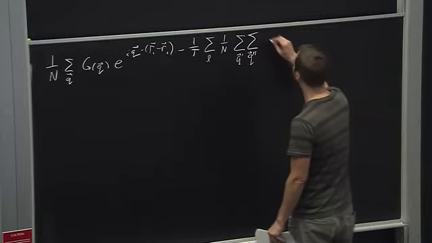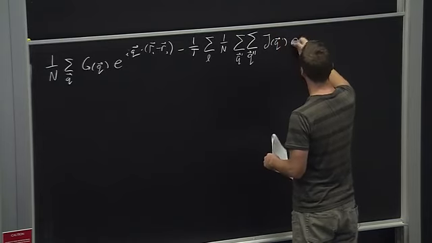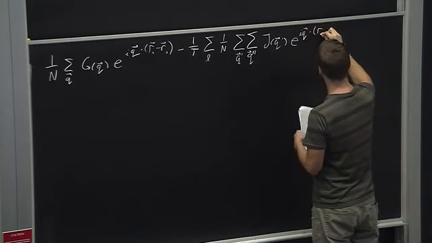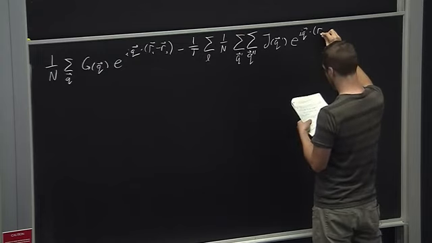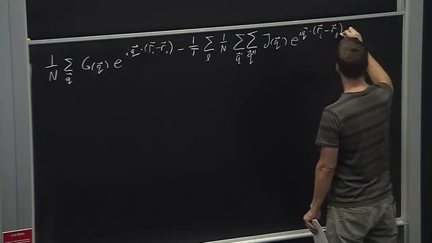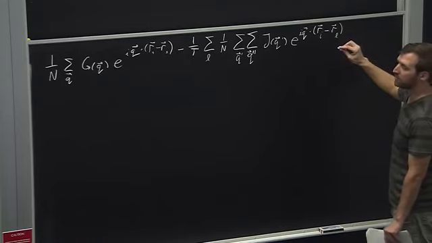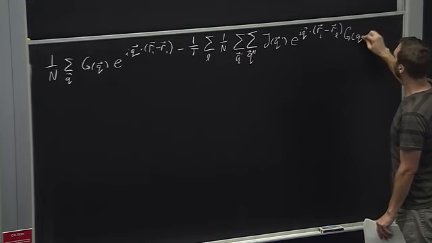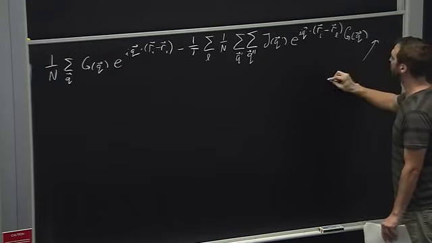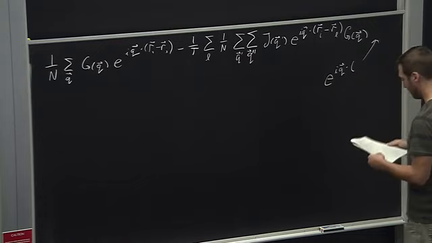So I have J of Q prime, e to the i Q prime dot (Ri minus RL), say, or RL minus Ri. Then I need G of Q double prime and e to the i Q double prime dot, with my labels, L and J.